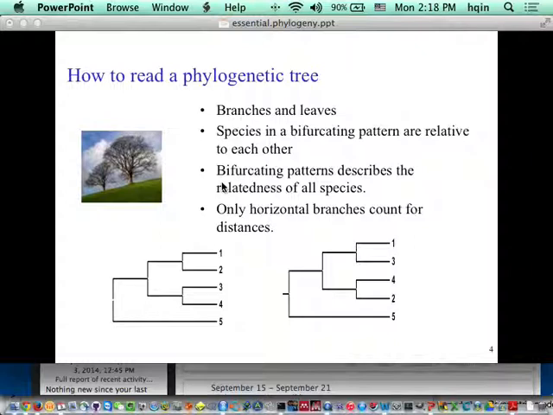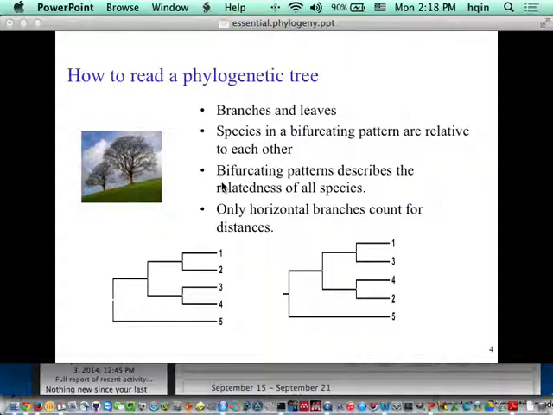When we draw the tree sideways, usually the vertical part actually does not count in the tree. It's only for visualization. It actually is not part of the distance we will count to measure the distance between species. For example, for this tree, the distance between 1 and 2 will be the horizontal branches. We add them up, and that's the distance between 1 and 2.